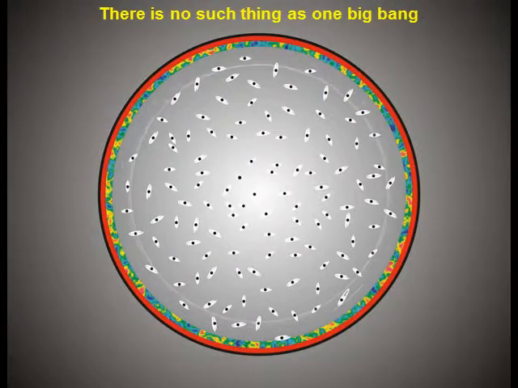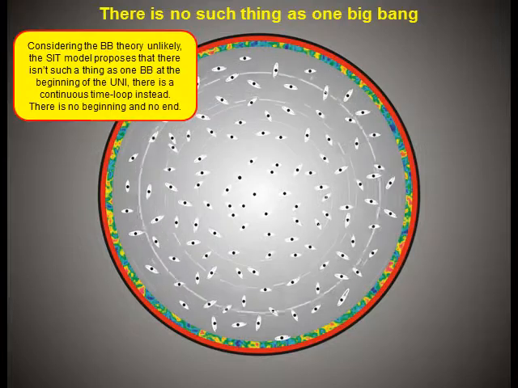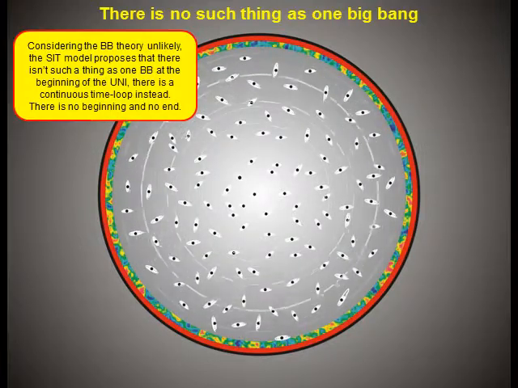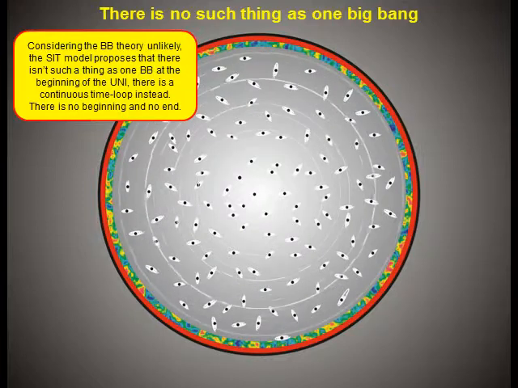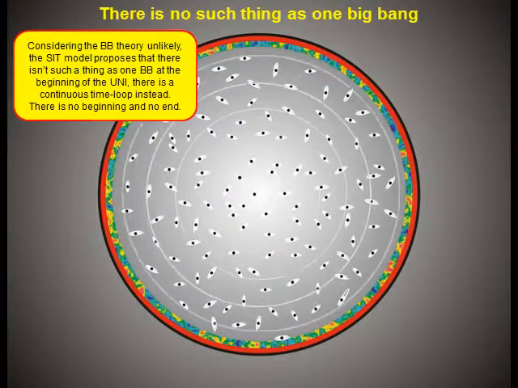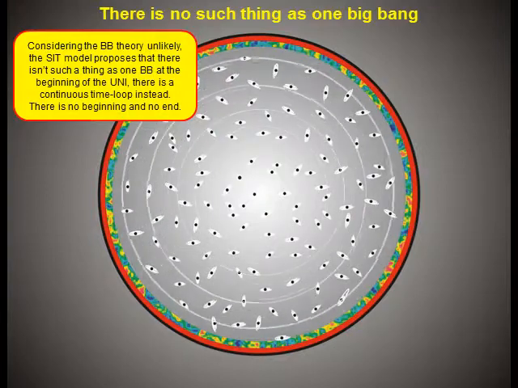There is no such thing as one Big Bang. Considering the Big Bang theory unlikely, the SIT model proposes that there isn't such a thing as one Big Bang at the beginning of the universe. There is a continuous time loop instead. There is no beginning and no end.